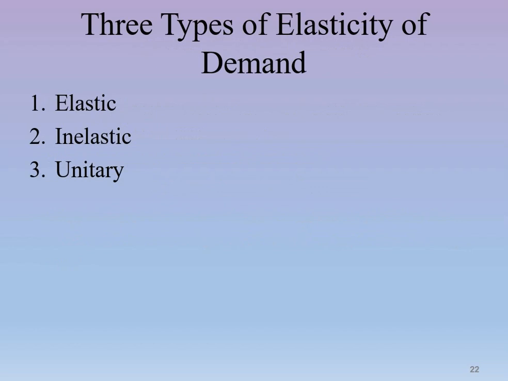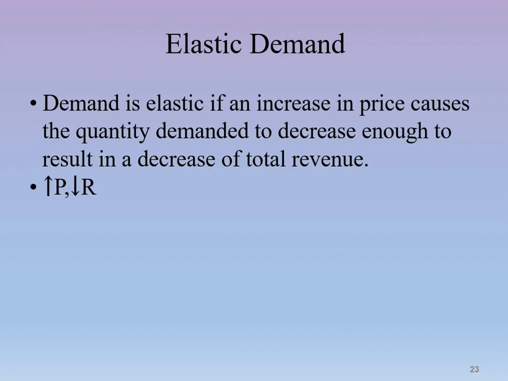Moving on to the three types of elasticity of demand: there's elastic, inelastic, and unitary, and we'll discuss all three in turn. First of all is elastic demand. Demand is elastic if an increase in price causes the quantity demanded to decrease enough to result in a decrease in total revenue. So an increase in price causes the quantity and the total revenue to go down. And from that, we have an IRAT. So make a note on your outline.